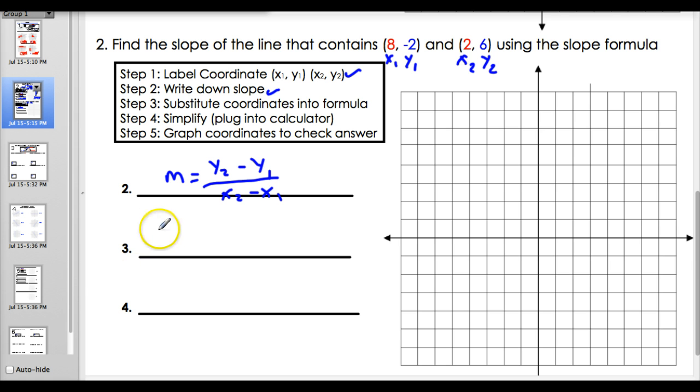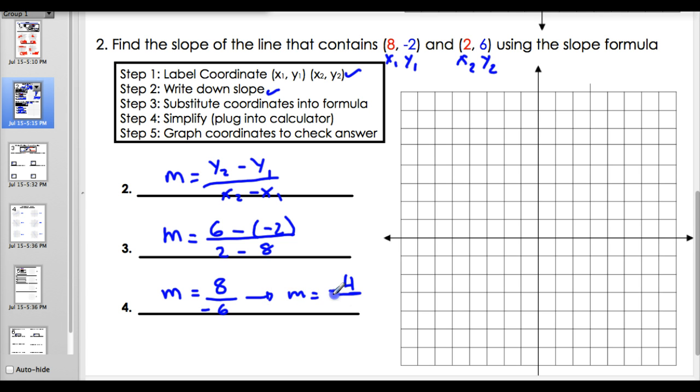Beautiful. Now we're going to substitute in our values. So m equals 6 minus, and put a parenthesis if it's negative, (-2), over x2, which is 2 minus 8. All right, so that's y2 minus y1 over x2 minus x1. Remember, if you have a negative, it's good to put a parenthesis around it. It'll just help you out a lot. So if we do this, we get 6 minus negative 2 is 8, and 2 minus 8 is negative 6. You're not done. You have to see if this simplifies. So you put this in your calculator, and what you should get is m equals negative 4 over 3.